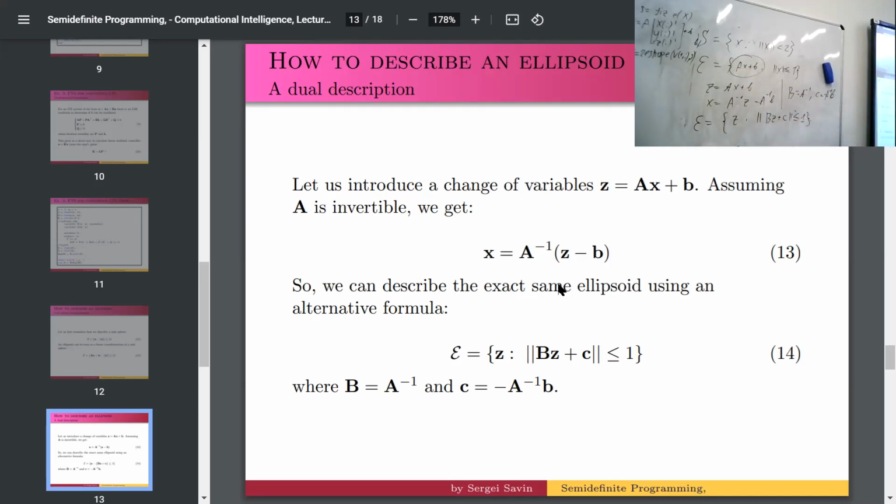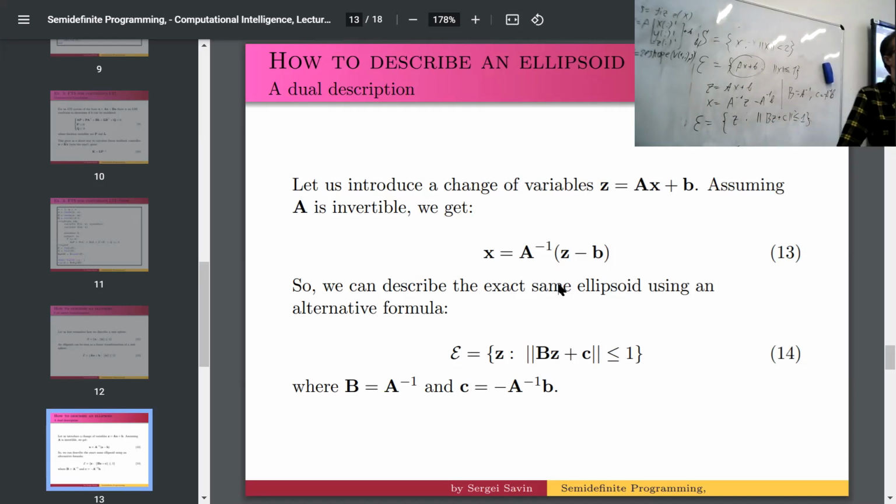Why? Someone tell me why. Why is the bigger B the smaller the ellipsoid? Because of the inverse, right? That's one reason. Very good. Second reason. Second way to arrive to the same conclusion. There is another way.